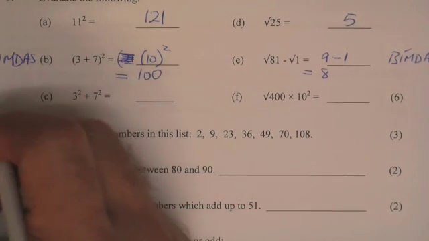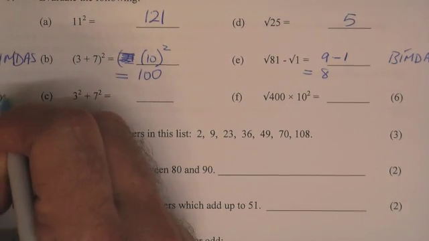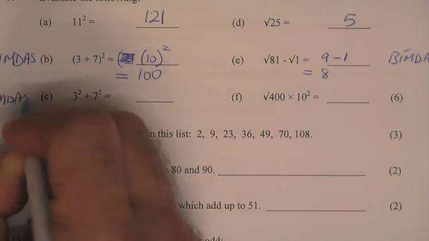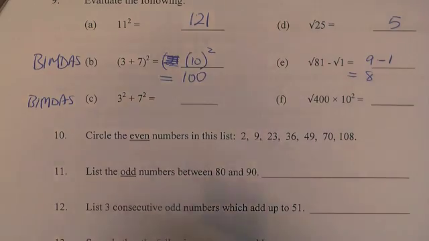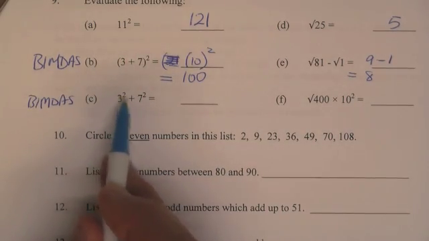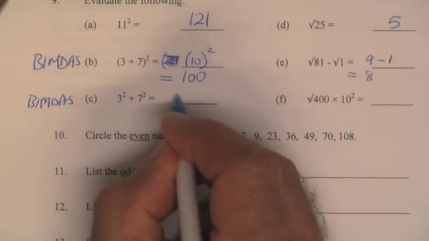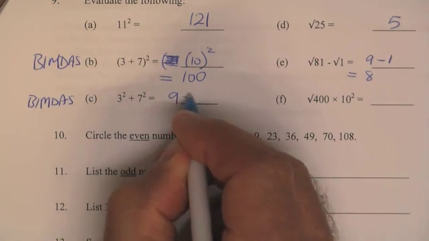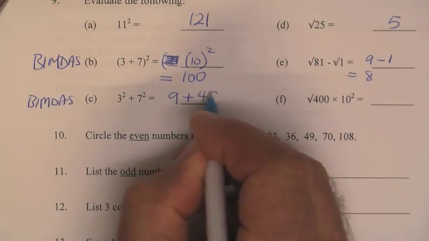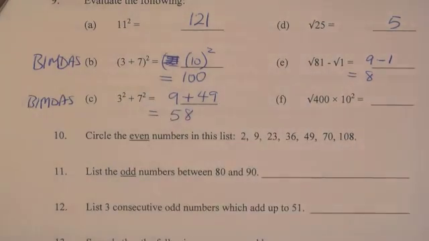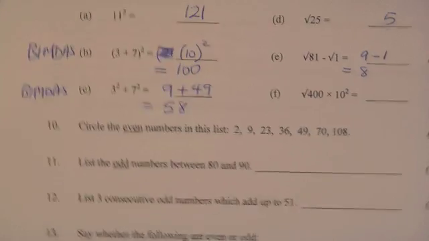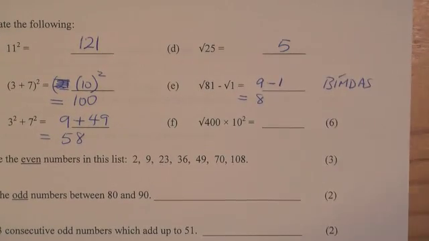Right, BIMDAS again. Three squared, so we have to do the indices first. 3 squared is 9, plus 7 squared, 7 sevens are 49. 49 plus 9 is 58, or 9 plus 49.